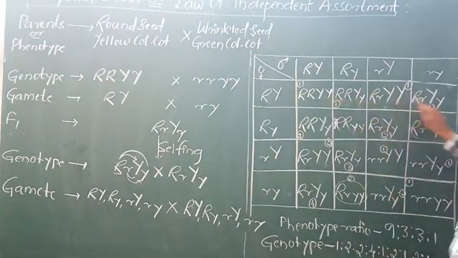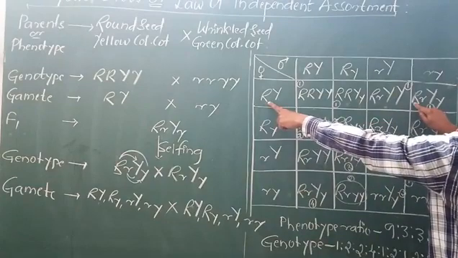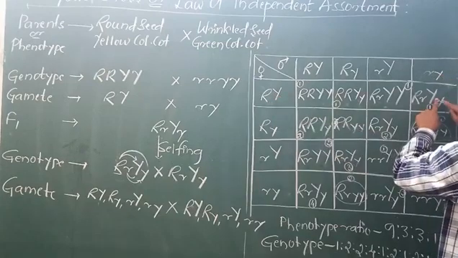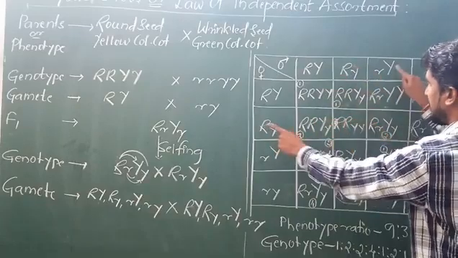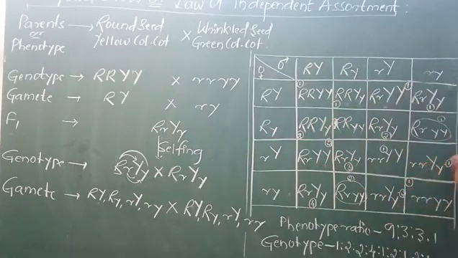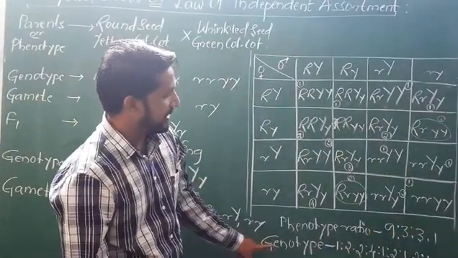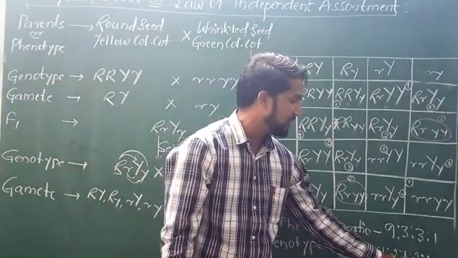Right? Like that, the checkerboard you can see: capital R and small r, capital Y and small y. That is the one. In the same way, you are going to be crossing all of them. Everybody knows it. Now the phenotypic ratio will be 9:3:3:1. And the genotypic ratio is 1:2:2:4:1:1:2:1:1.